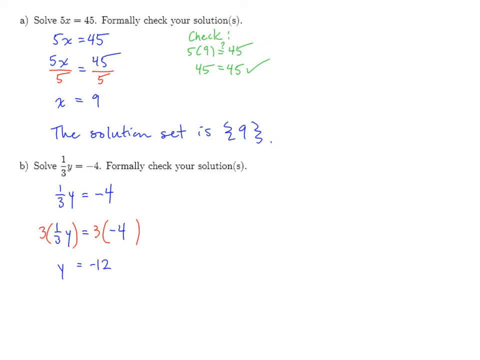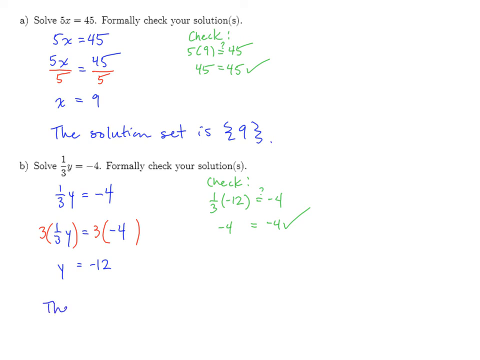To formally check that, I will replace y with -12 in that original equation. So I'll have 1/3 times -12, and I'm checking, does that equal -4? And indeed, if I take 1/3 and multiply it by -12, I'm going to get the number -4. So -4 equals -4, and that solution checks.